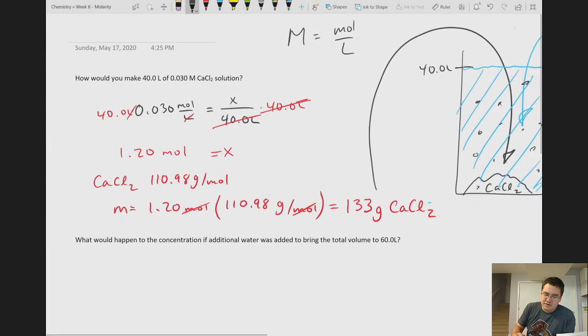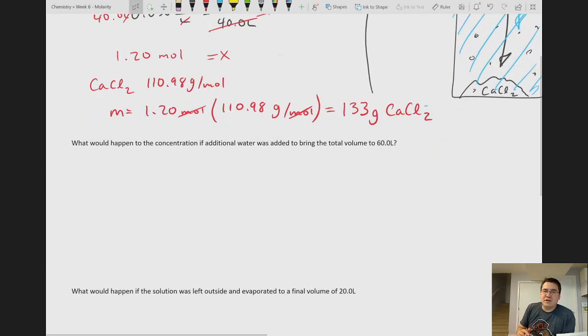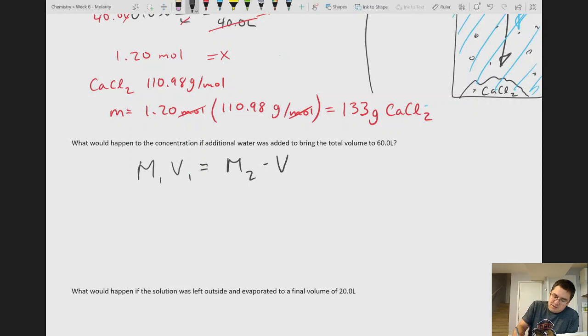Okay, so here's a little follow-up. What would happen to the concentration if you added additional water and you brought the volume up past the 40 and you went to 60? Well, we know when we add water to things, it's going to dilute it. So the dilution equation, molarity 1 times volume 1, that's like our starting conditions, equals molarity 2 times volume 2.